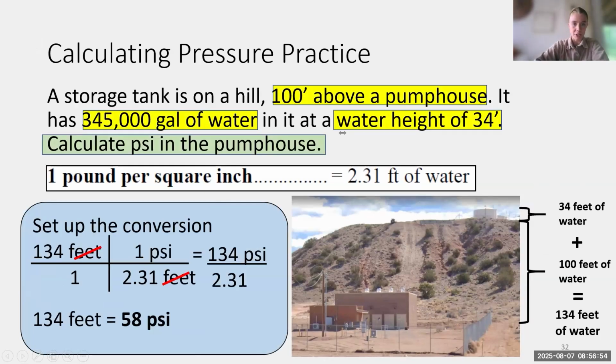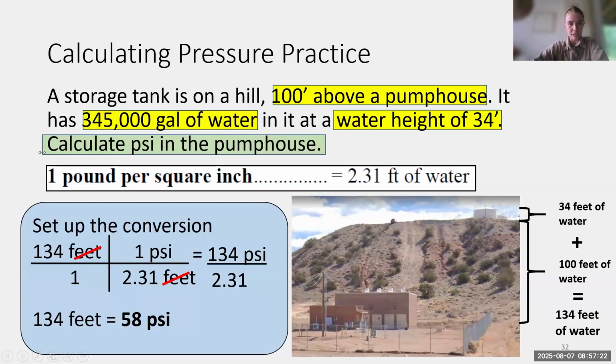So our storage tank, right, we know is 100 feet above the pump house. It's got 345,000 gallons of water in it, and that water height is 34 feet. Sometimes you'll notice in these problems that you'll get a number like 345,000 gallons. That doesn't actually really mean anything. It's just kind of an extra detail. So you've got to take a look at the question and work backwards from there.